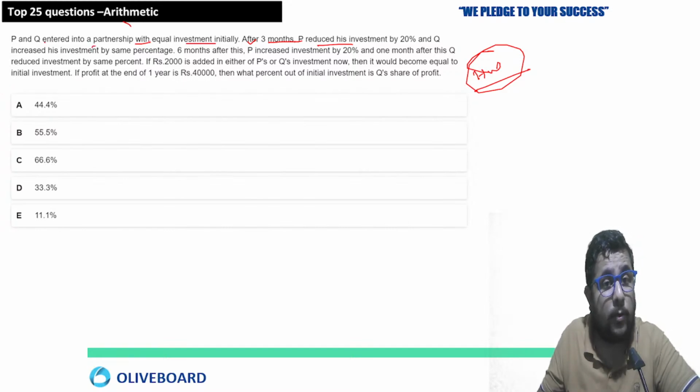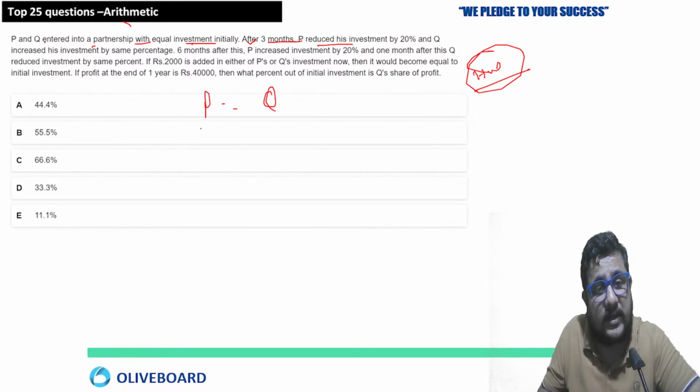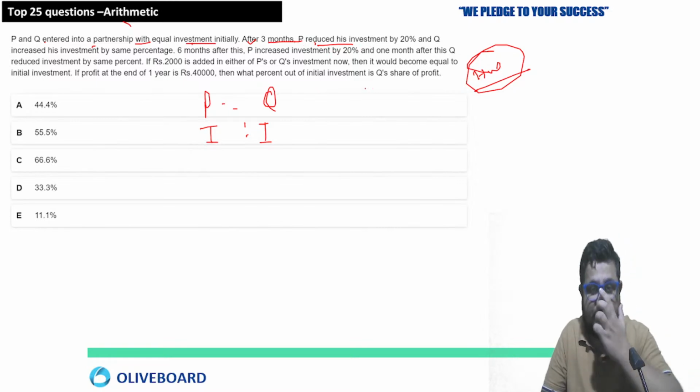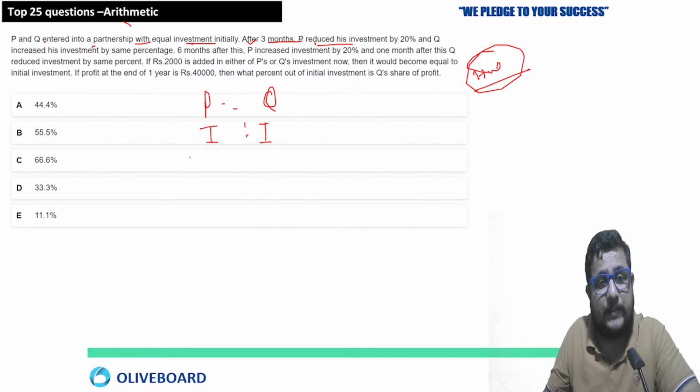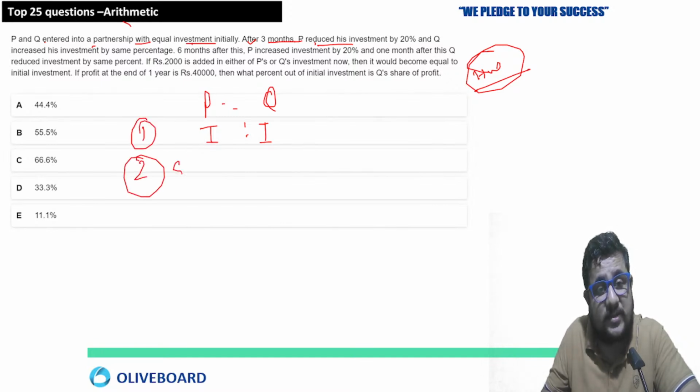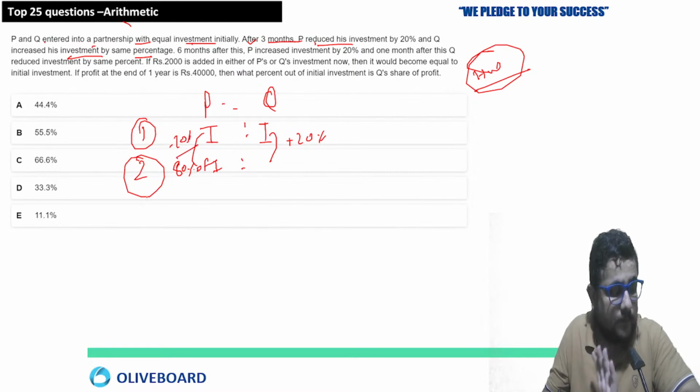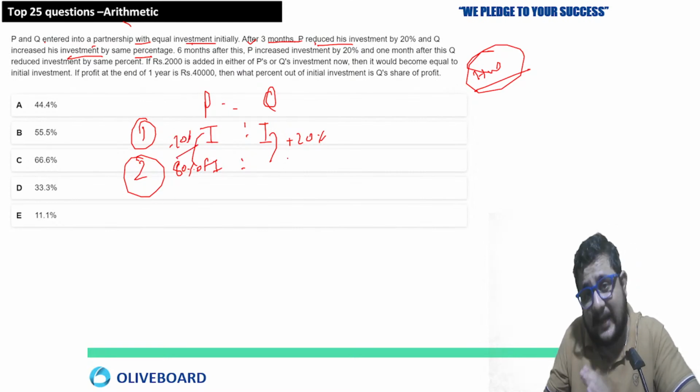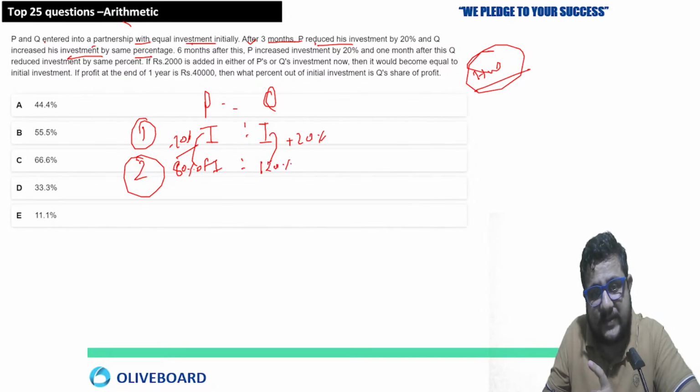P and Q entered into a partnership with equal investment. Okay, so P and Q with equal investment, I and I you can say. After 3 months, P reduced his investment. P reduced the investment, that's what they are saying. Now the second lot of investment is going to be 80% of I. And Q increases his investment by the same percentage. So 20% hike is here and 20% reduced here. Clear? So 20% hike means this is going to be 120% of I.